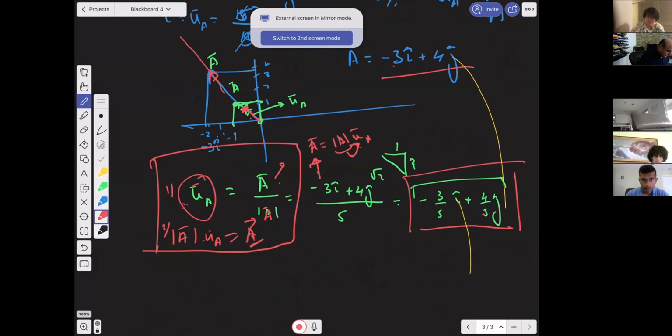Yes, perfect. Okay. So is the unitary vector of a vector clear? Yes, you need the magnitude of 1.